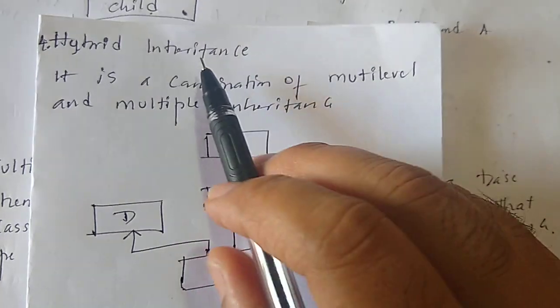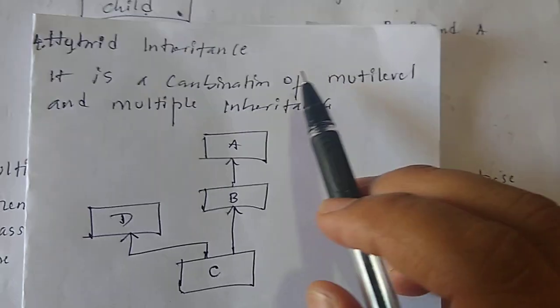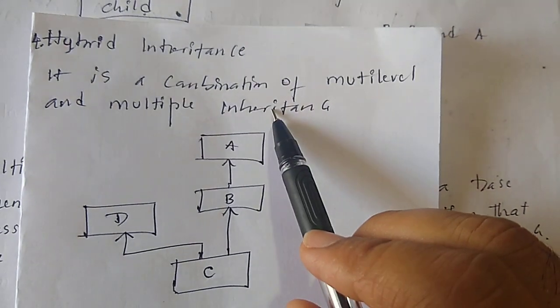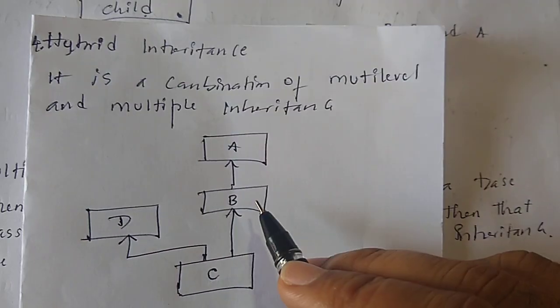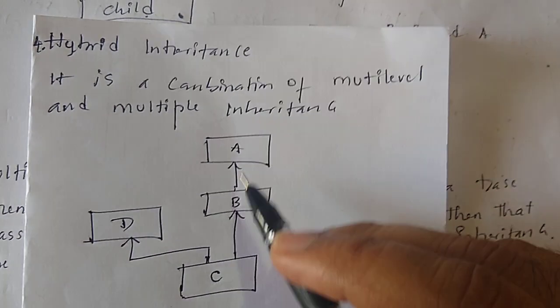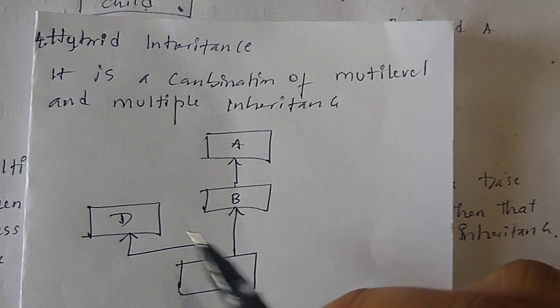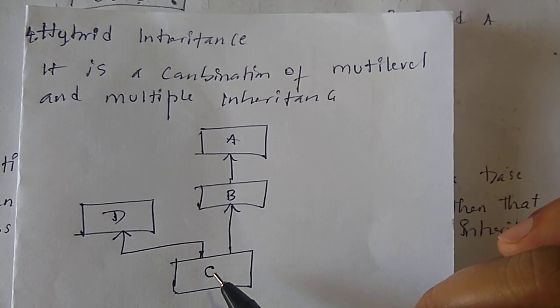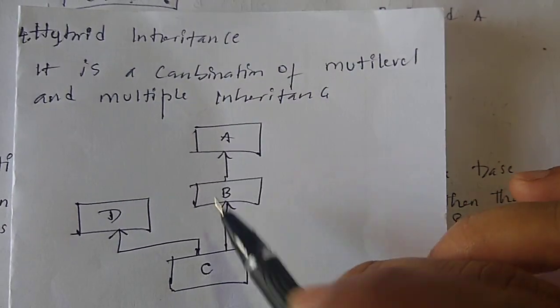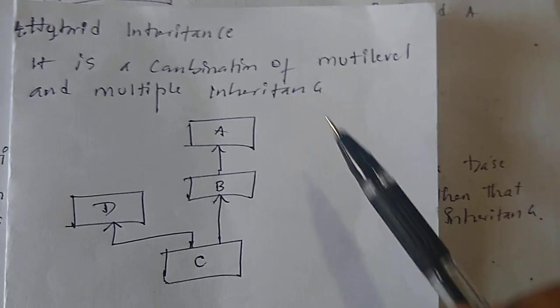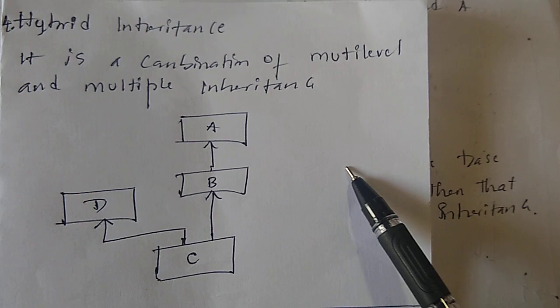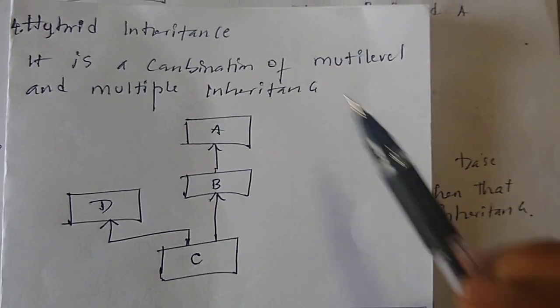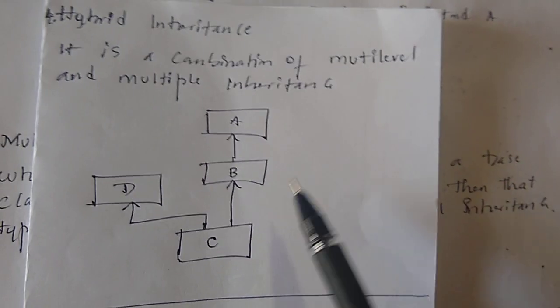The last type of inheritance is hybrid inheritance. This hybrid inheritance is a combination of multi-level as well as multiple. If you consider just A, B, C, this one is multi-level. If you consider D, B, C, this one is multiple. The combination of both we call hybrid inheritance.